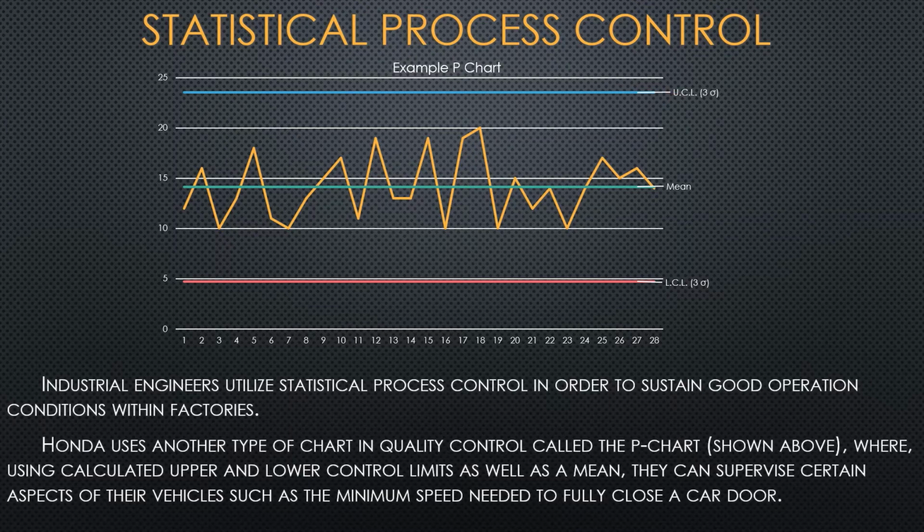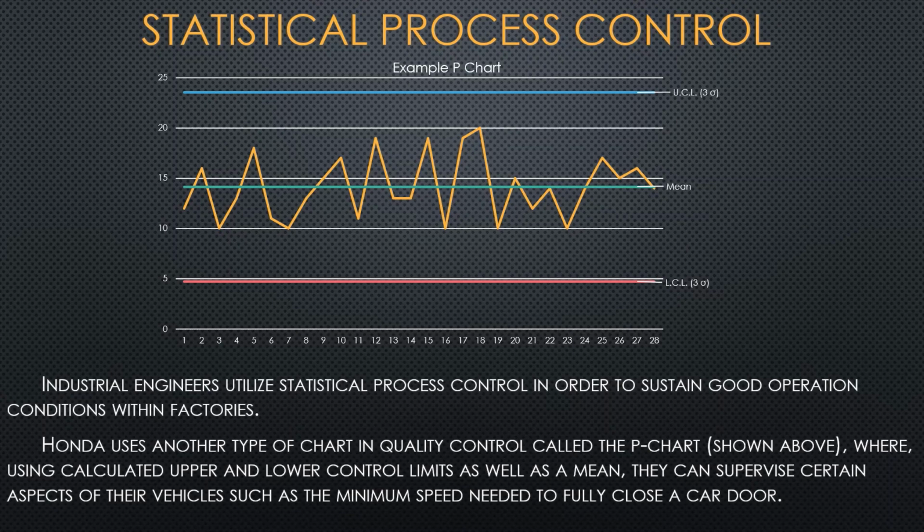Companies like Honda use P charts to check almost every aspect of the cars they produce, like the minimum amount of speed necessary for one of the doors to fully close. With an individual chart variation, Honda was able to identify a door that took too much speed to close, and after some investigation was conducted, found the problem to be the specific striker installed on the door.